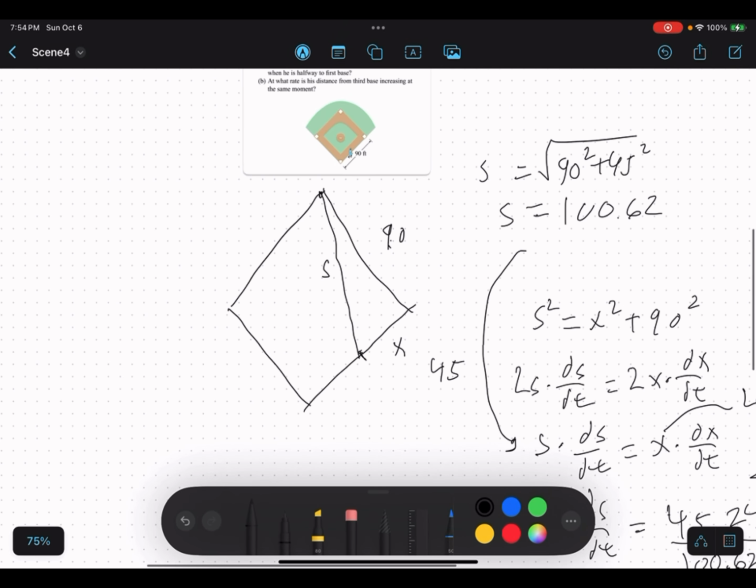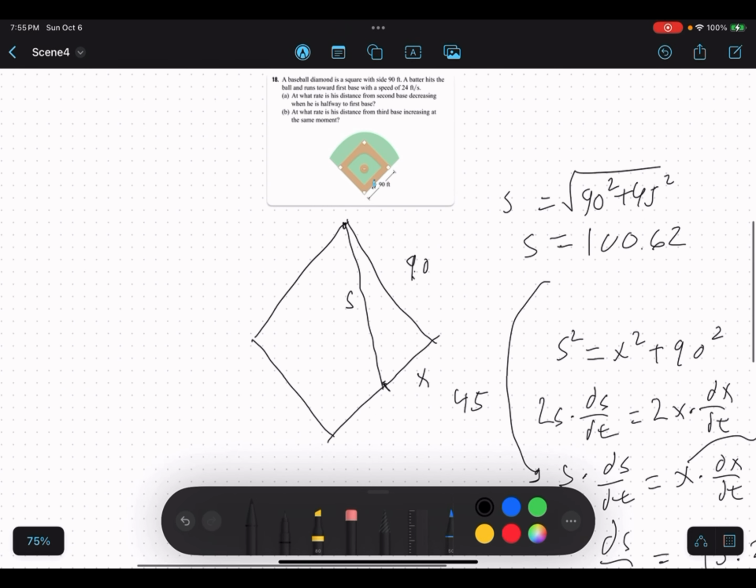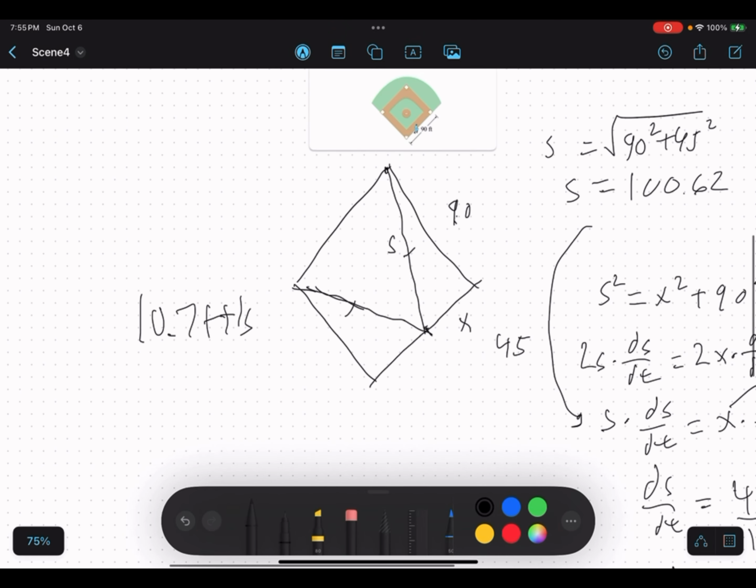Now for part B, let's come back to our original diagram. You should be able to use logical sense that this part is the exact same as this part. So this part B answer is also the same. However, in part B, this part is increasing. And that's our solution.